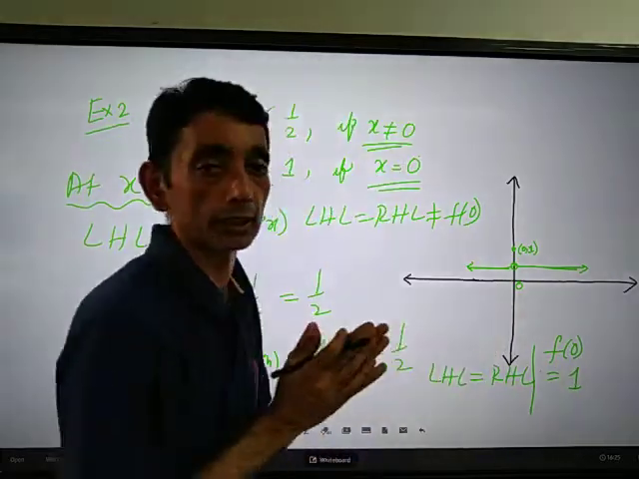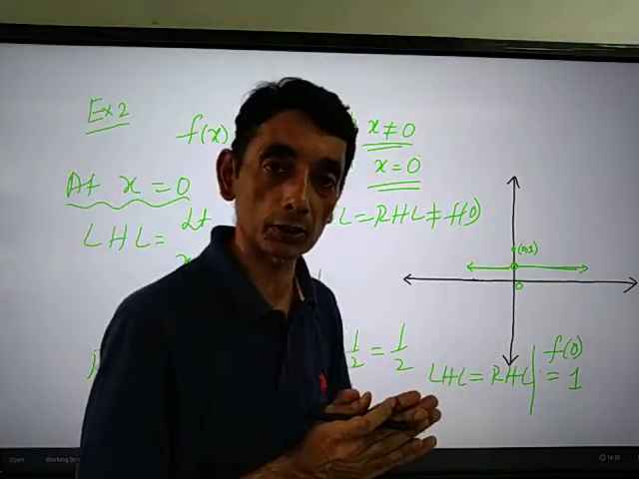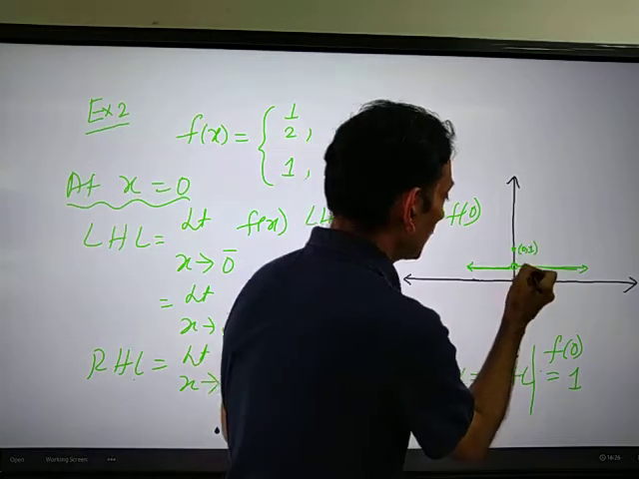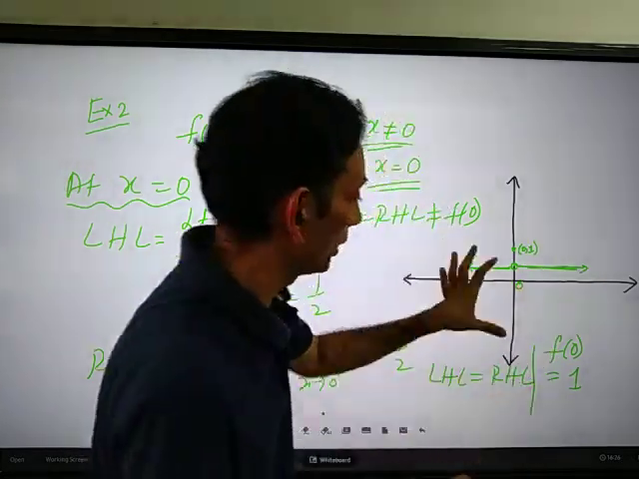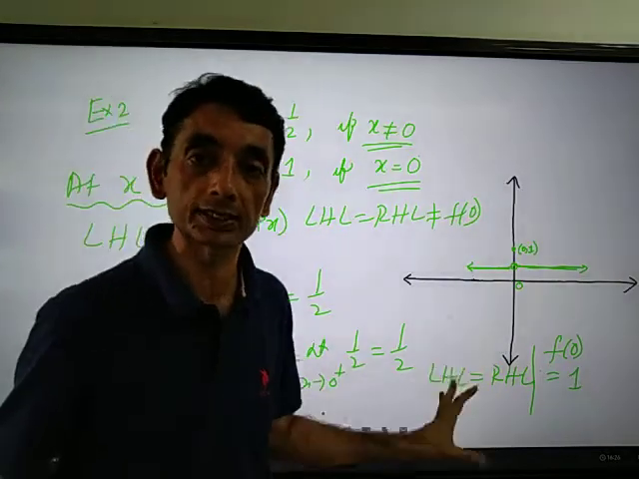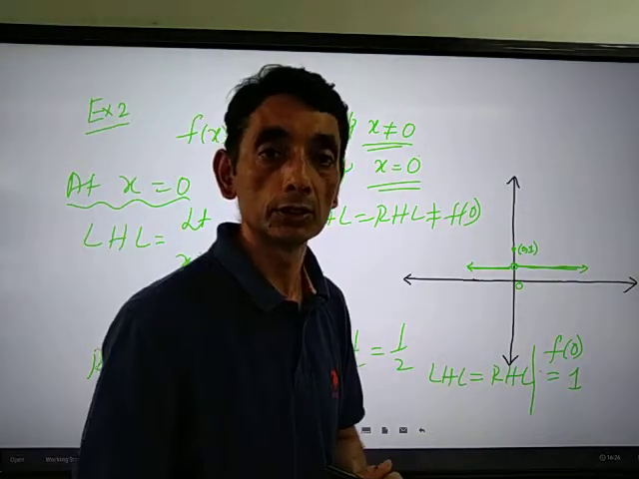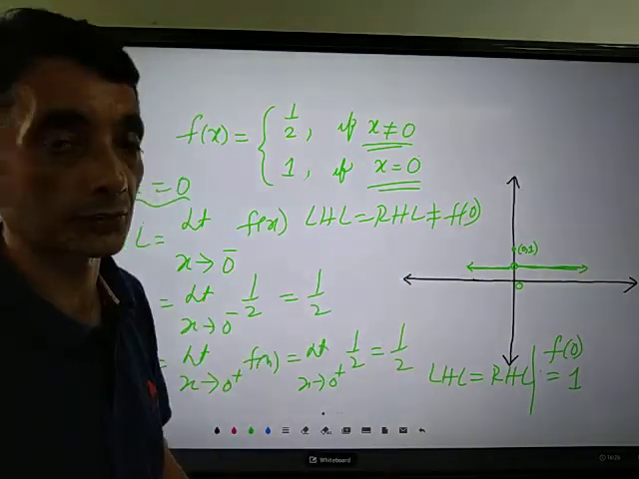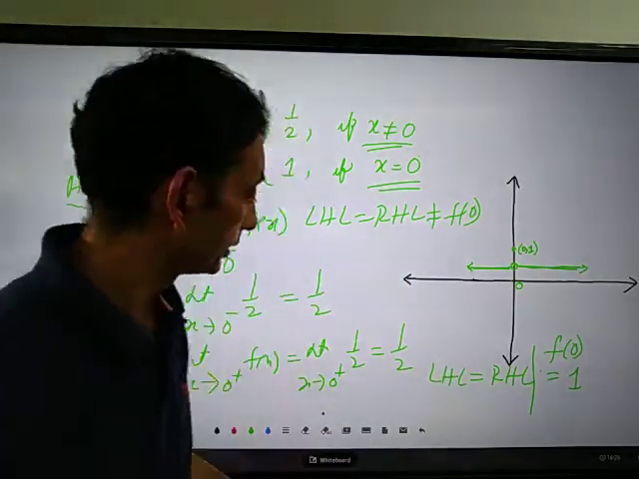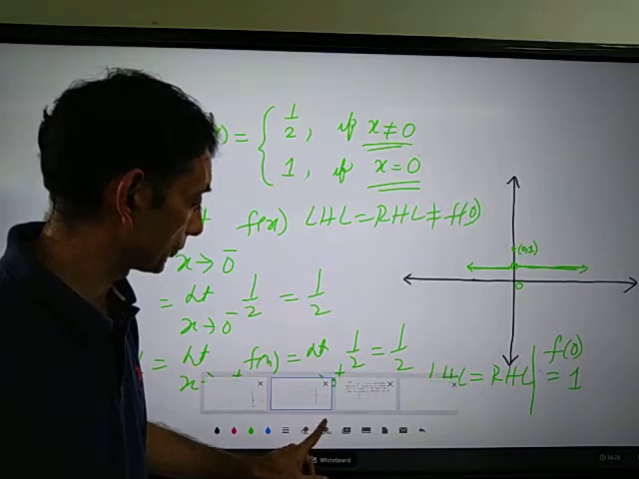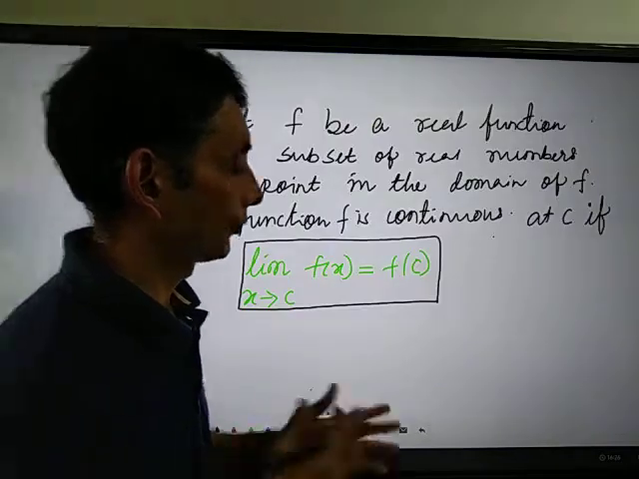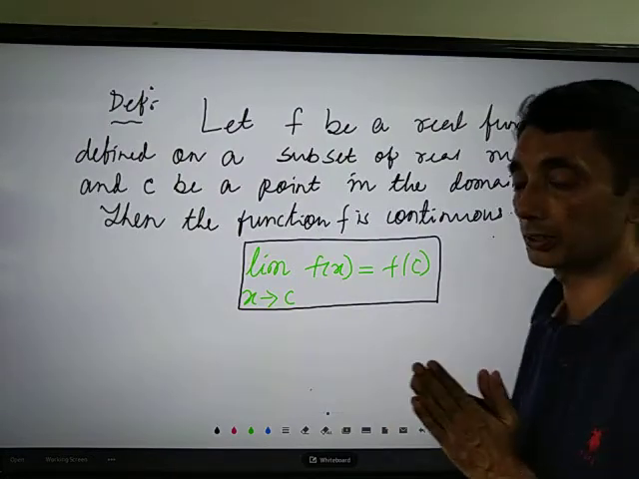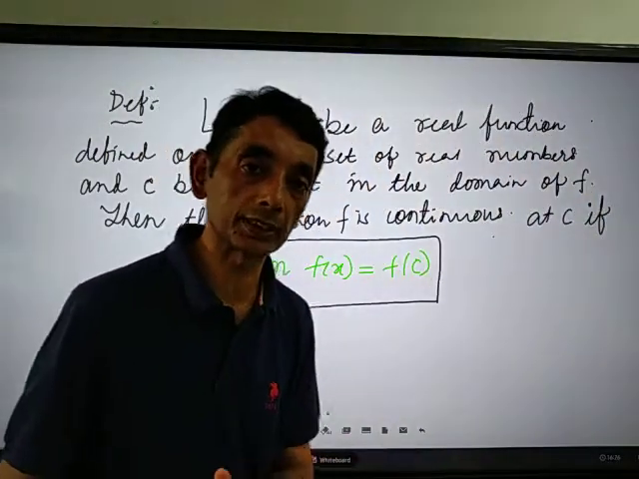So in case you want to draw the graph, can you draw it in one stroke? If you keep on drawing the graph, you will have to leave the pen and again draw from the other side. Therefore, this is also an example of a discontinuous function at x equal to 0. Okay, let us move to the formal definition of continuity, that is, on what conditions we can say a function will be continuous.